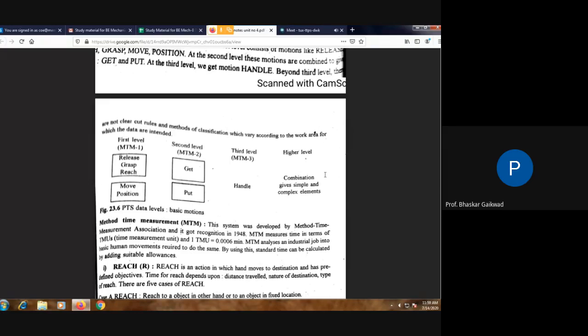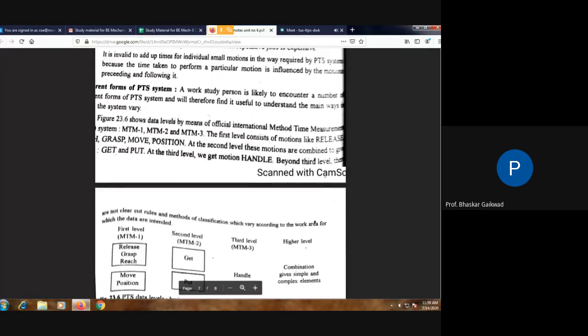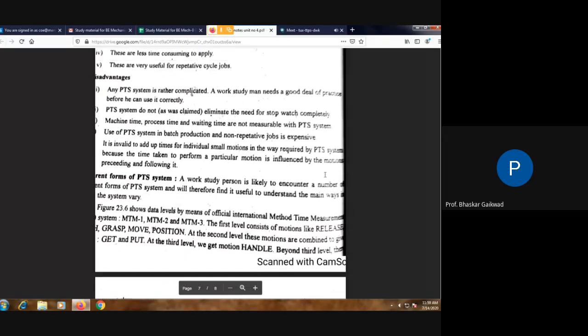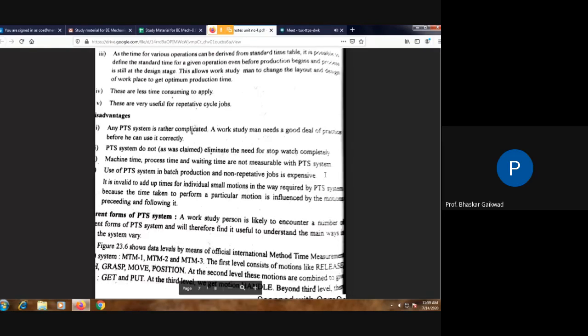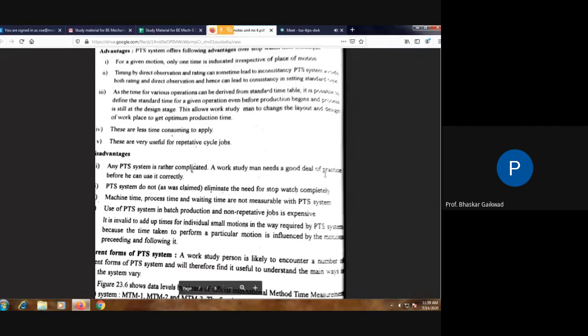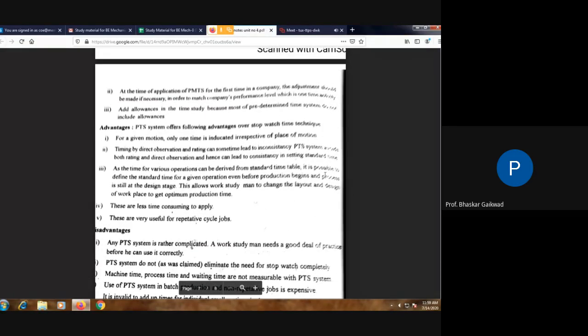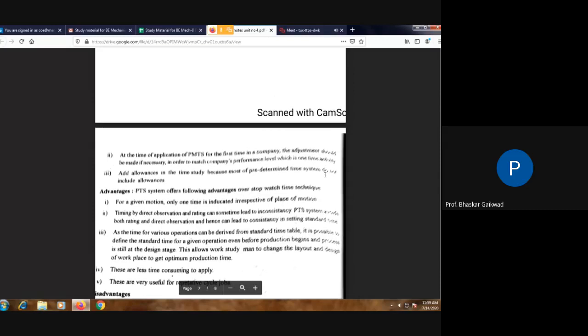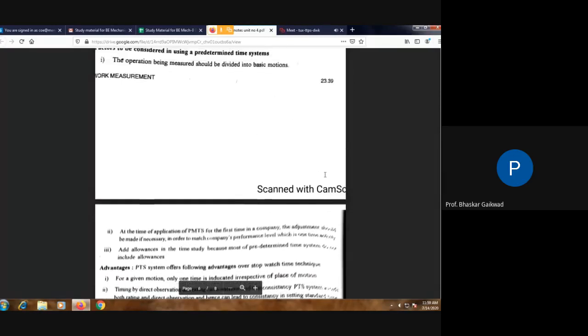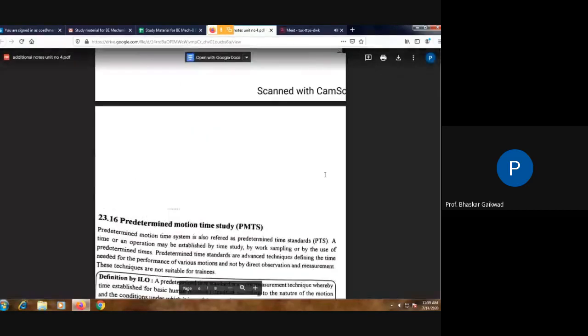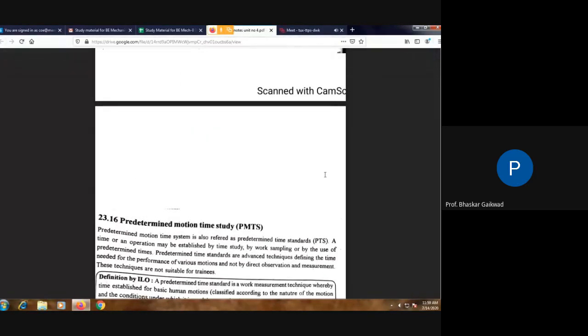Our time is actually 1 minute. Next time we'll go for revision of these PMTs from the university examination point of view. Only short theoretical questions will be there on work sampling and PMTs, but calculation of standard time numerical problems will also be there. So up till now we have covered three techniques.